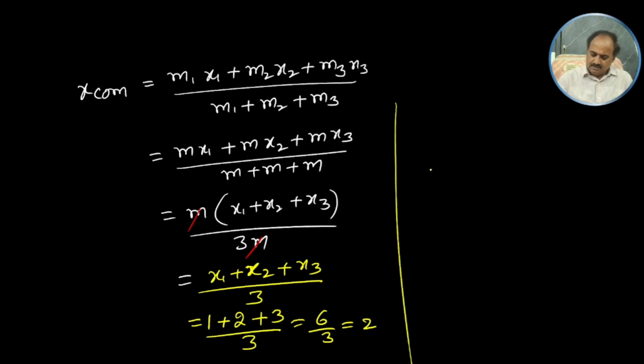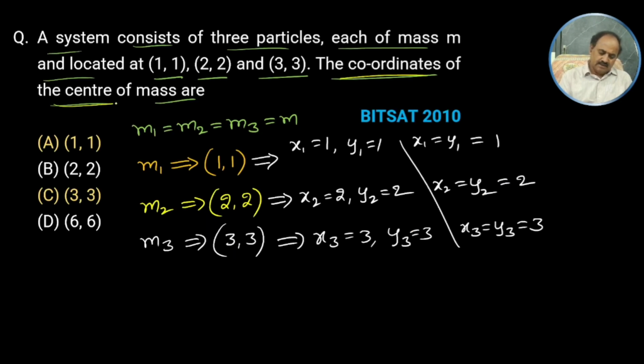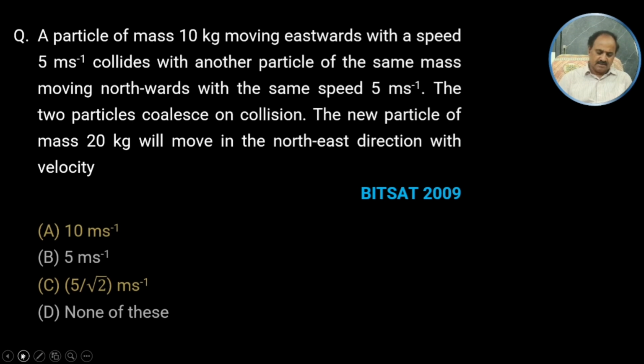Similarly, since x1 equal to y1, x2 equal to y2, x3 equal to y3, and m1 equal to m2 equal to m3, that is equal to m, therefore xcom equal to ycom, that is equal to 2. Therefore, the coordinates of the center of mass is (2, 2). Look at option B. Option B is absolutely correct. Understood clearly? Yes.